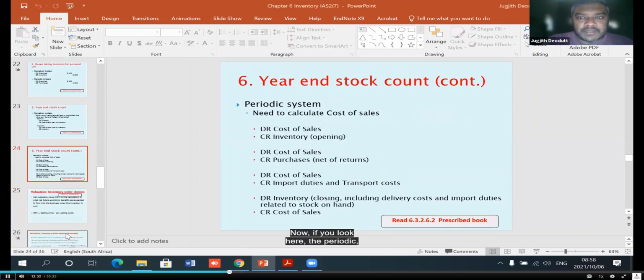Okay. Now, if you're looking at the periodic inventory system, now remember with the periodic inventory system, we only calculate cost of sales at the year end when we physically do the stock take. Okay, so we need to calculate cost of sales. So we say debit cost of sales, credit inventory, opening balance. We debit cost of sales, credit purchases, net of returns, right? Net of your returns. Debit cost of sales, credit import duties, and all of those things. So please understand, go back to understand, how do I calculate cost of sales with my periodic systems? Opening inventory plus your purchases less your closing inventory gives you your cost of sales. Okay, this is what this journal entry is actually doing.